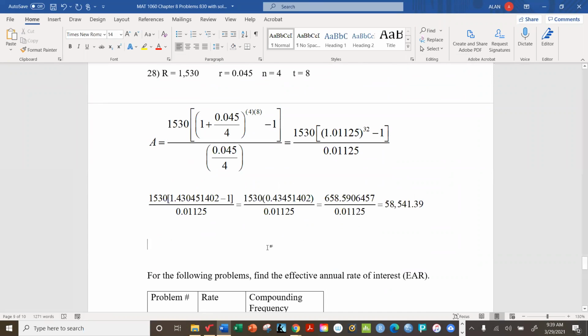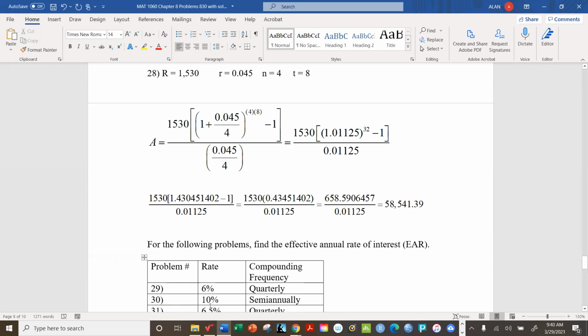All right, so those are done. Now, those, of course, are the most complicated formulas. The ones that follow are not anything like that in complexity. Now, then the next batch of problems, we're looking for the EAR formula. All right, so let me remind you what that looks like.